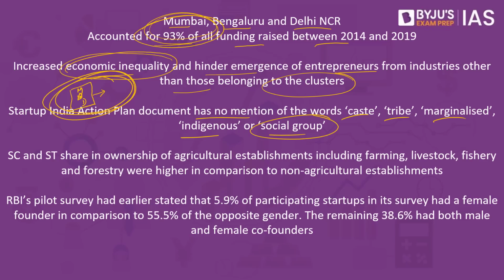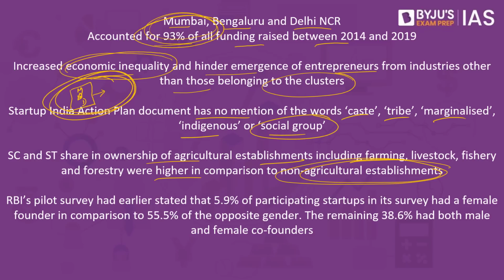One such example is that the SC/ST share in the ownership of agricultural establishments, including farming, livestock, fishery and forestry, was higher in comparison to non-agricultural establishments. This means that SC/ST community people were more focused on agricultural activities and not on non-agricultural establishments because of limited exposure to the formal sector. As a result, a number of castes may not be able to get the required outcome from the Startup India initiative, which is another major concern. Finally, we also have to look at whether women are represented in the Startup India initiative.